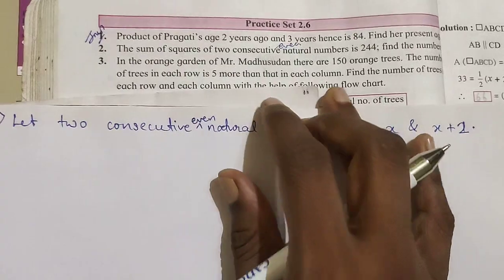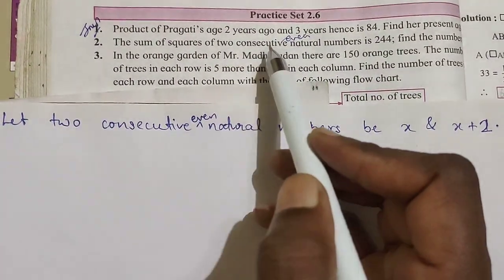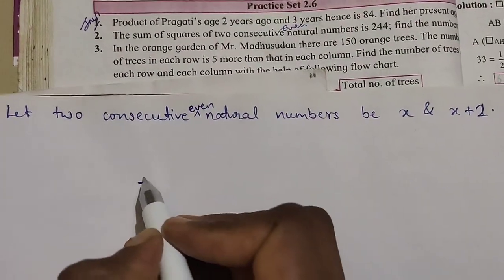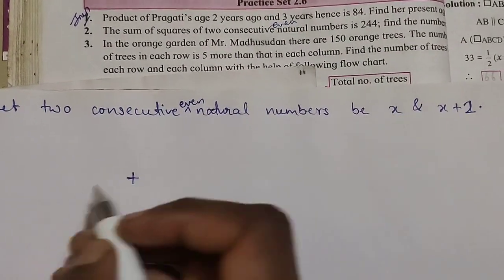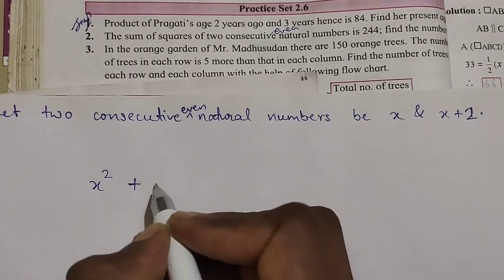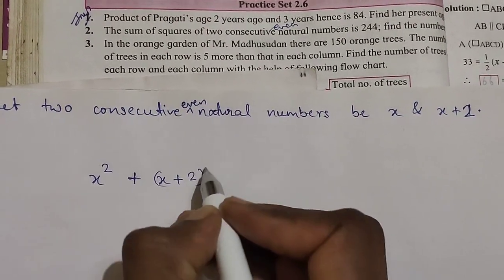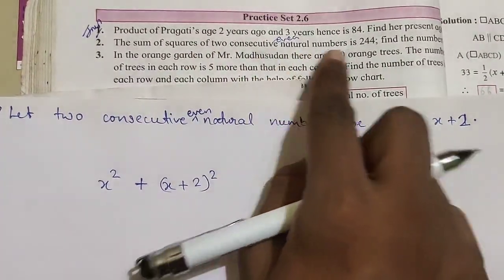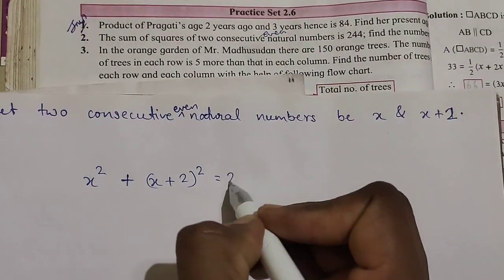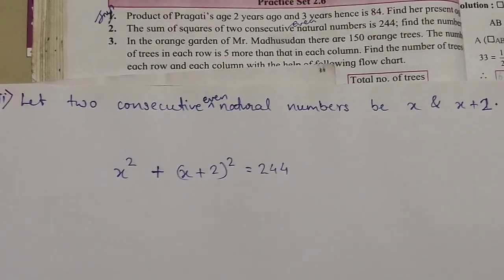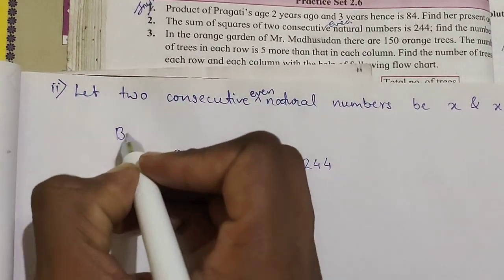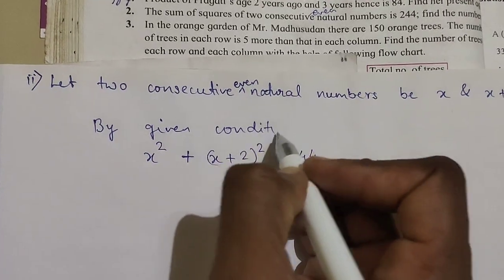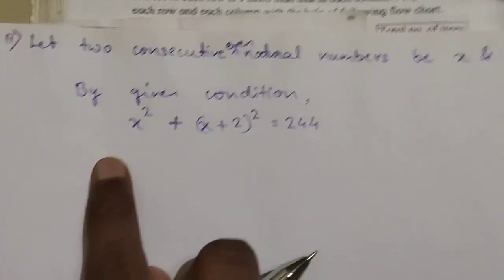Now what is the condition given to you? Sum of squares of two consecutive even natural numbers. So you have to take the sum of what? Squares. So take squares. So x means x square and x plus 2 means x plus 2 the whole square. So the sum of squares of two consecutive numbers is what? 244. So this is the condition given to you. So here you are going to write, by given condition, this.